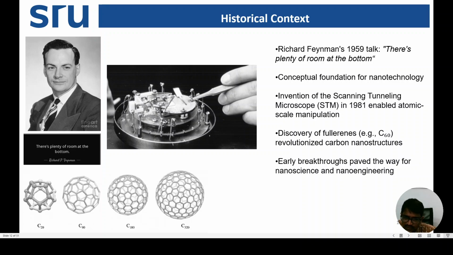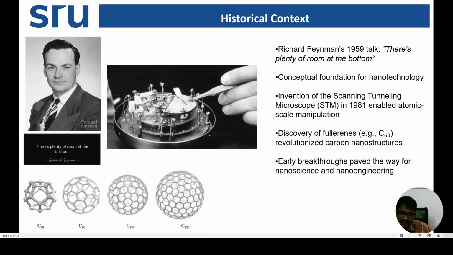Also, the discovery of fullerenes, for example C20, which we can call a buckyball. These are all carbon allotropes, carbon materials. The discovery of fullerenes revolutionized carbon nanostructures. I already showed you carbon nanostructures: graphene, single layer, single walled carbon nanotubes, multi walled carbon nanotubes. These are all breakthroughs in nanotechnology. Early breakthroughs paved the way for nanoscience and nano engineering.